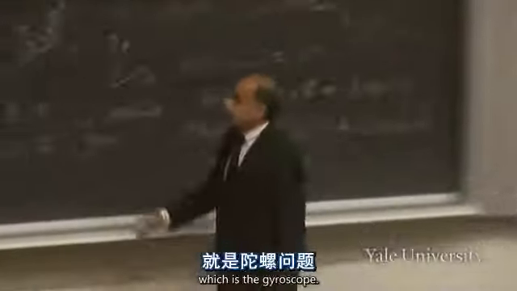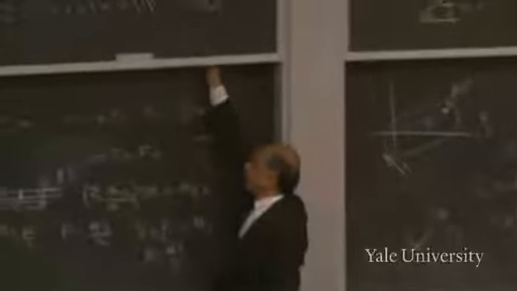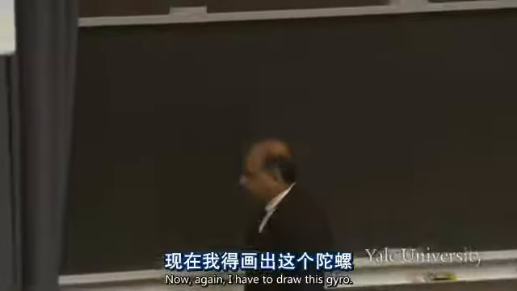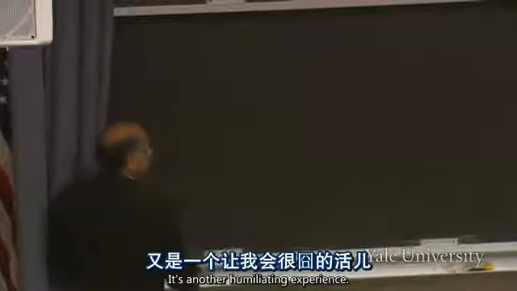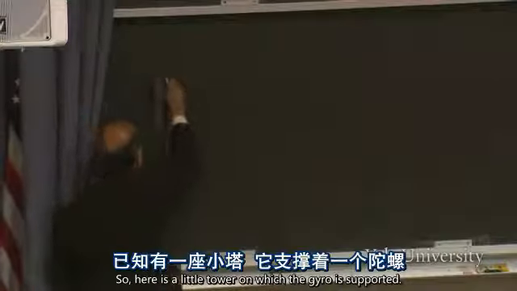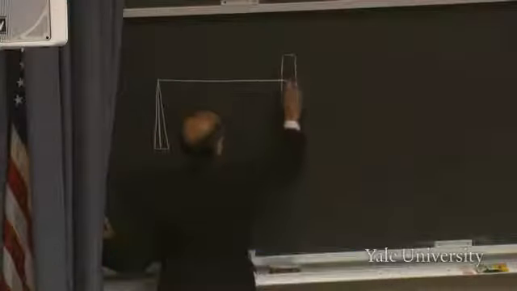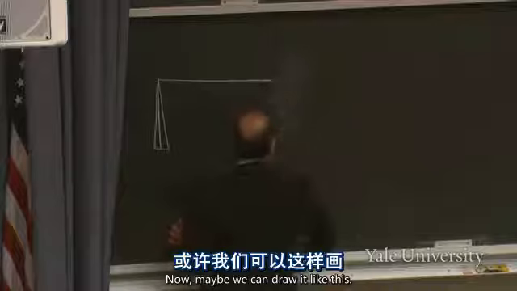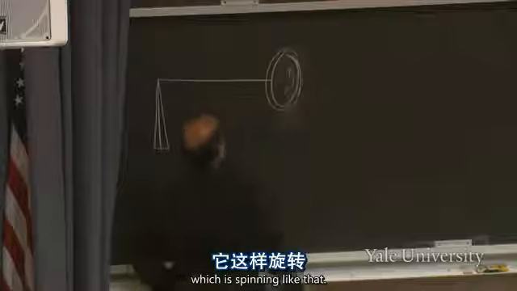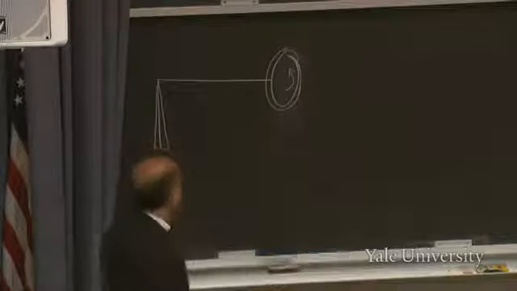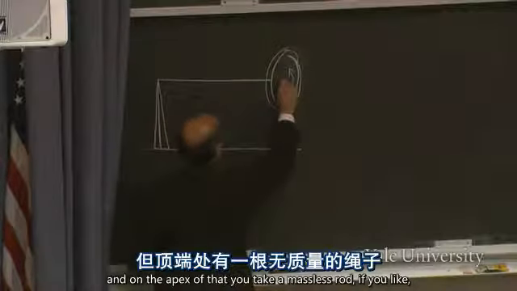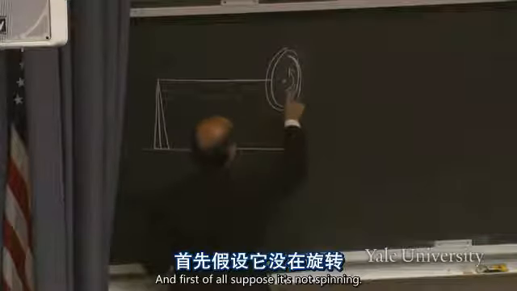Which is the gyroscope. So here is the gyro. Now, again, I have to draw this gyro. It's another humiliating experience. I'm going to try. So here is a little tower on which the gyro is supported. Maybe we can draw it like this. It's a disk, in this case, which is spinning like that. Everybody with me now? There is a little tower. On the apex of that, you take a massless rod, if you like, put a gyro here, and first of all, suppose it's not spinning.